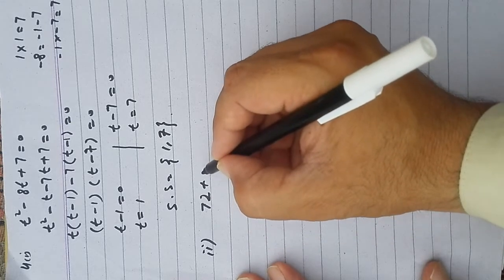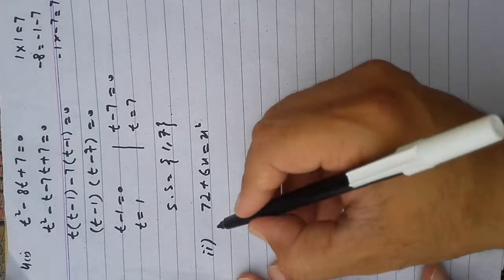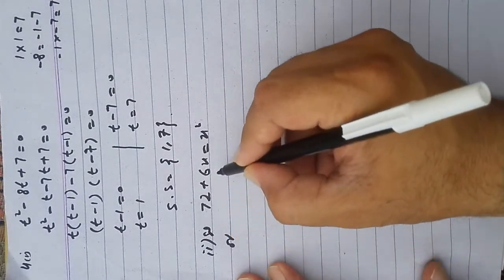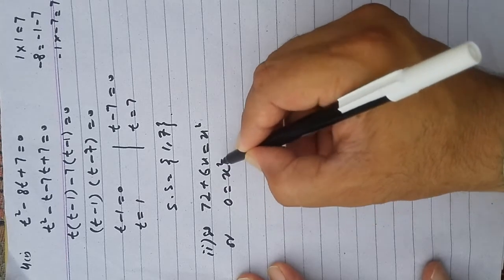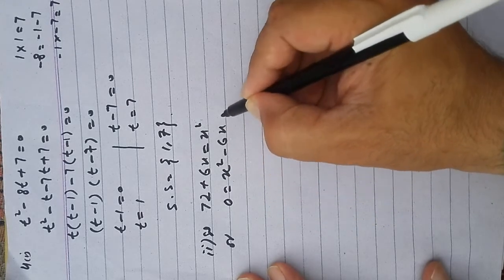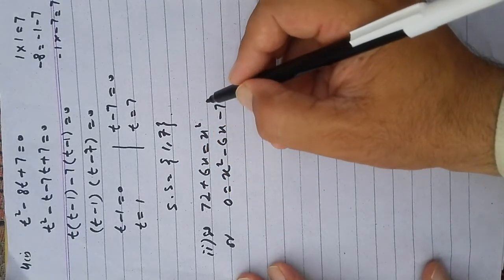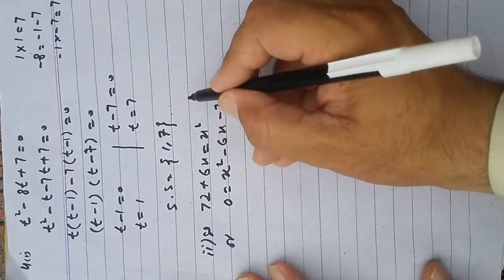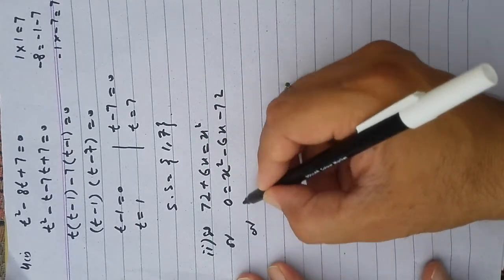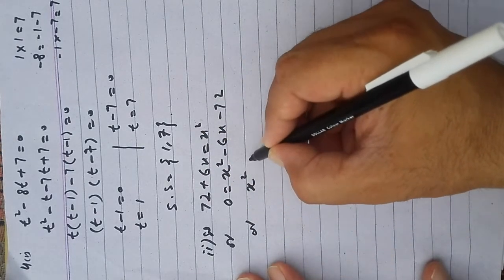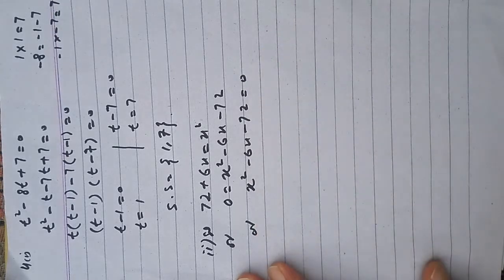The next, second part is 72 plus 6x equals to x square, or we can write it 0 equals to x square minus 6x minus 72. Shift these two to the right side, so when we are shifting it to the right side their signs will be changed. Or we can write it as x square minus 6x minus 72 equals to 0.